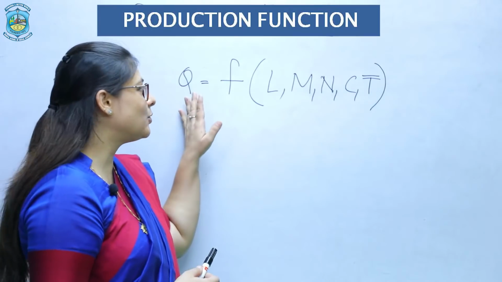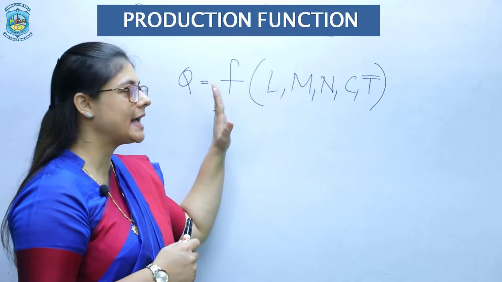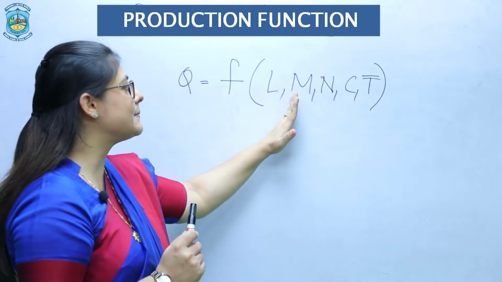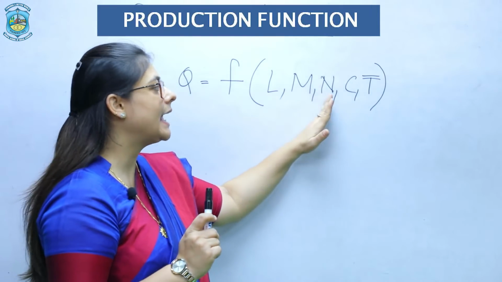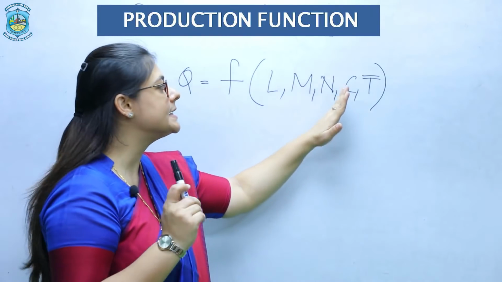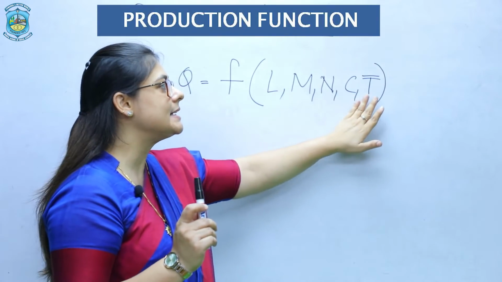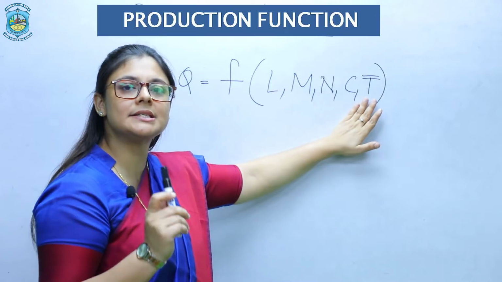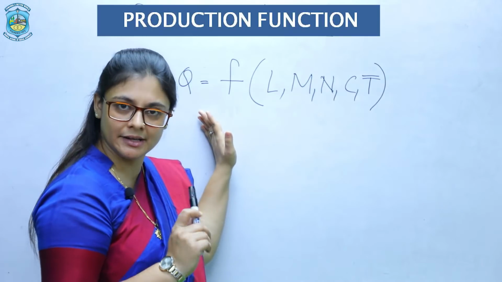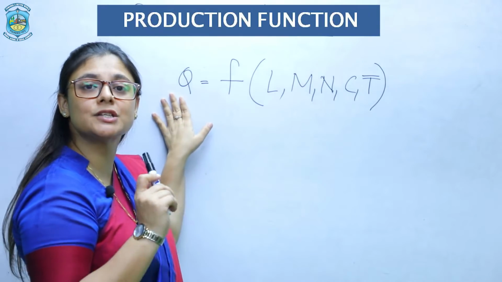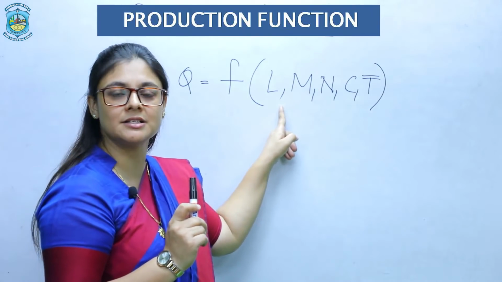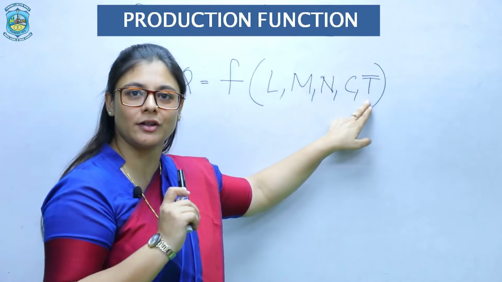First and foremost, Q stands for the total output to be produced, F states the functional relationship, L stands for labor, M stands for management and entrepreneurship, N stands for the natural resources or land as we call it as a factor of production, C stands for capital and T bar stands for the given constant state of technology. So, what we mean by a functional relationship here is that the output Q is going to change with every change in any of these factors, only the technology remaining constant.